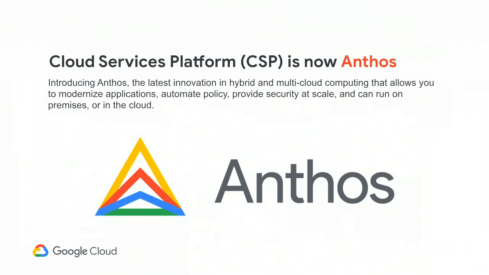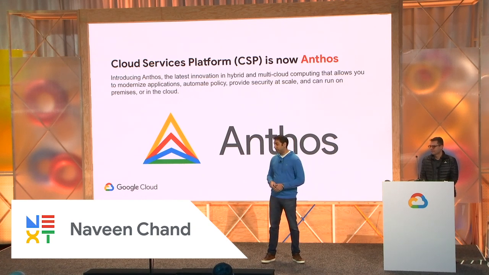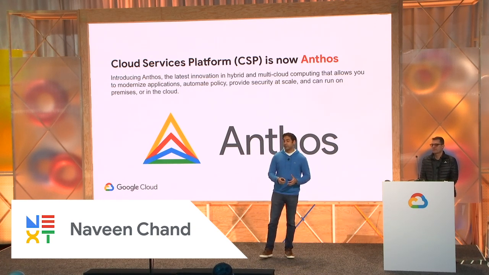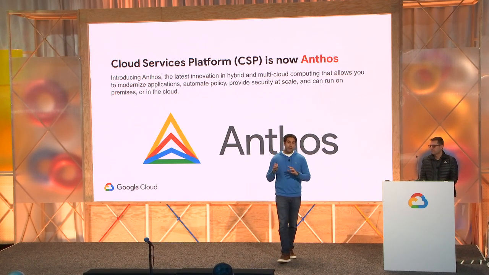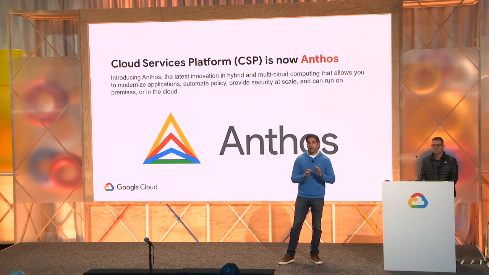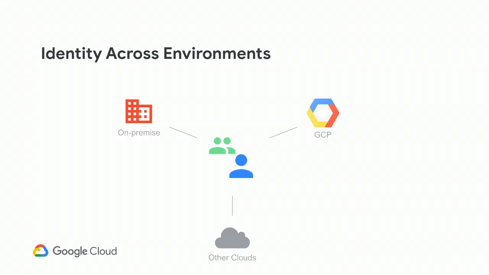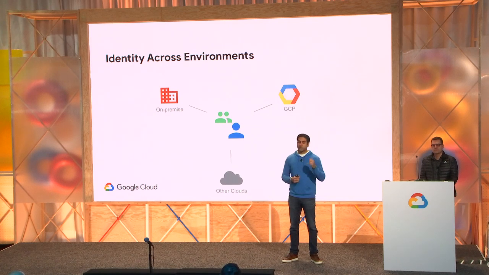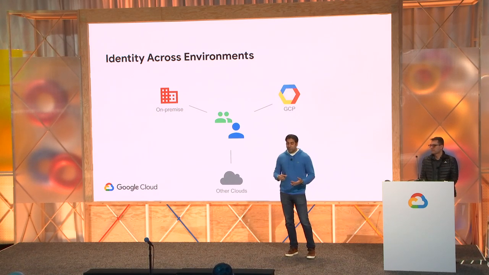We introduced Anthos 2 days ago, which is the latest innovation in hybrid and multi-cloud that allows you to modernize your applications, automate policy, provide security at scale, and have your applications run anywhere, either on-premise or in any cloud. Now, at the center of a lot of these scenarios is really identity. In order to achieve these true hybrid, cross-cloud, cross-platform capabilities, a strong notion of identity is required both for policy as well as seamless access across these different systems.